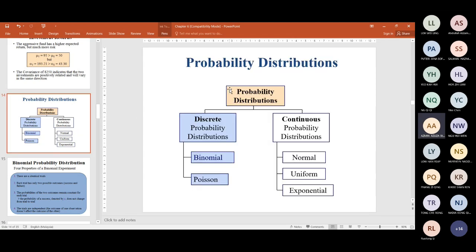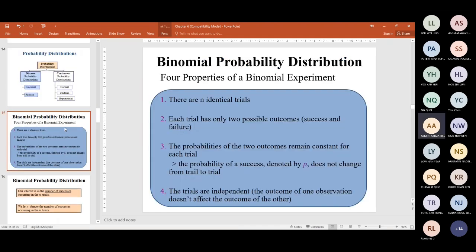All right, so under probability distribution, we have discrete and continuous. Today we are just looking at these two. For the discrete, we have two, binomial and Poisson. This one we go through next week. So we go to the first one first, binomial. What is binomial?